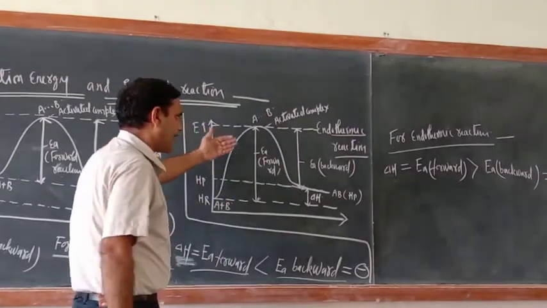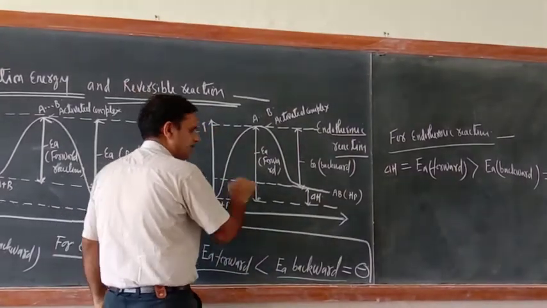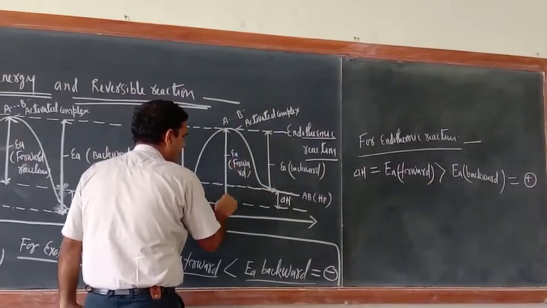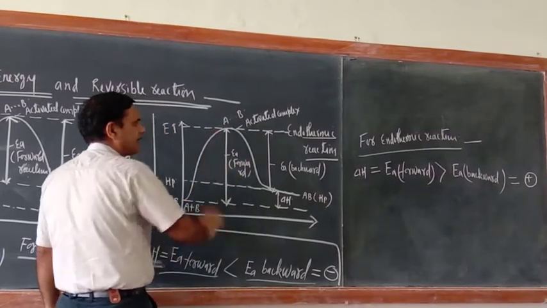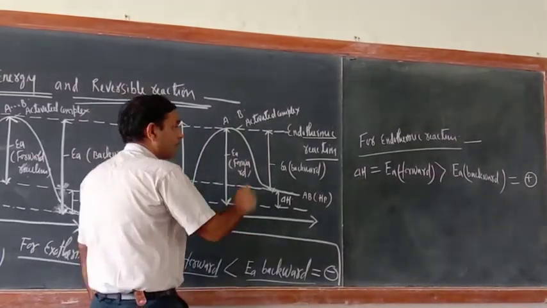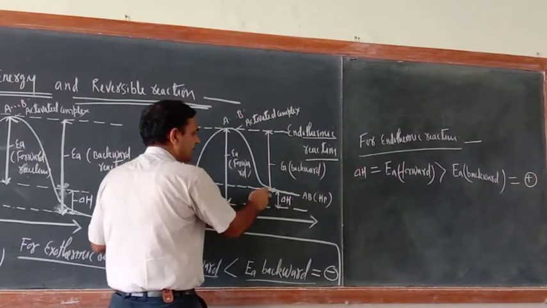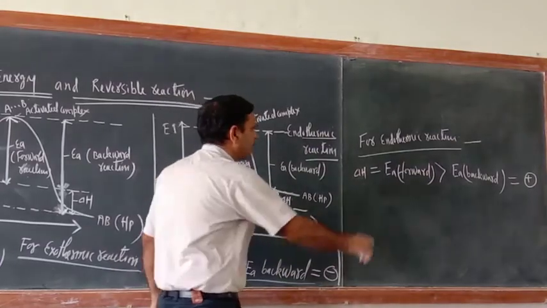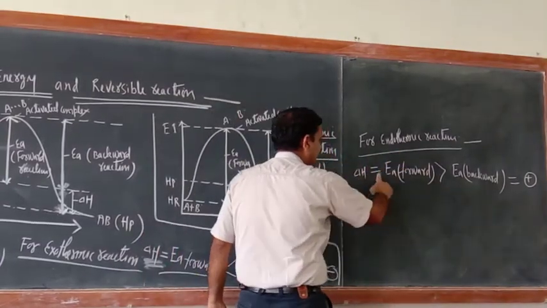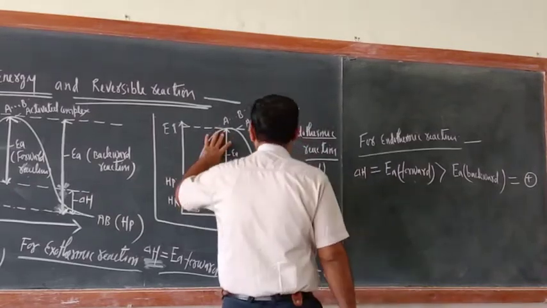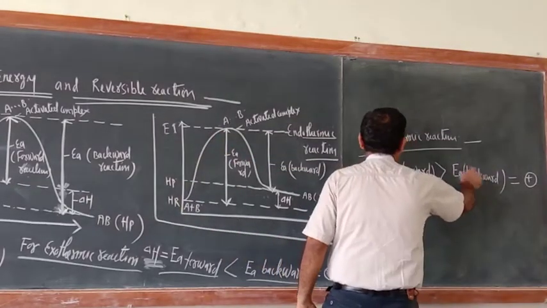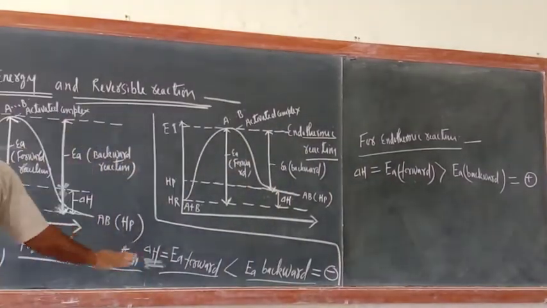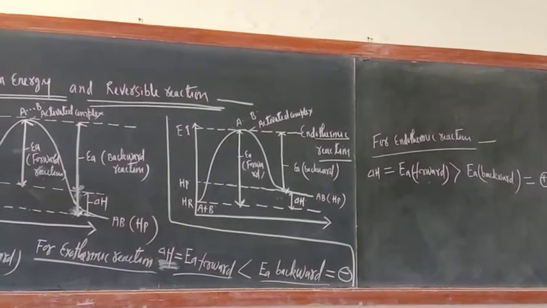So just see, for an endothermic reaction the reactant energy is less. So you require more activation energy so that the activated complex can be formed. For the product, energy is more. So for the backward direction, the activation energy required is less. So here the summary is given. For an endothermic reaction, EA forward is greater than EA backward. That is why the overall delta H is positive. So the summary is given here. You can note it down, and a clear-cut diagram is also there.